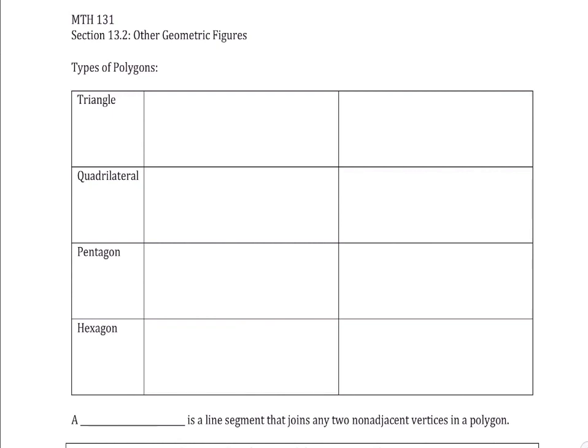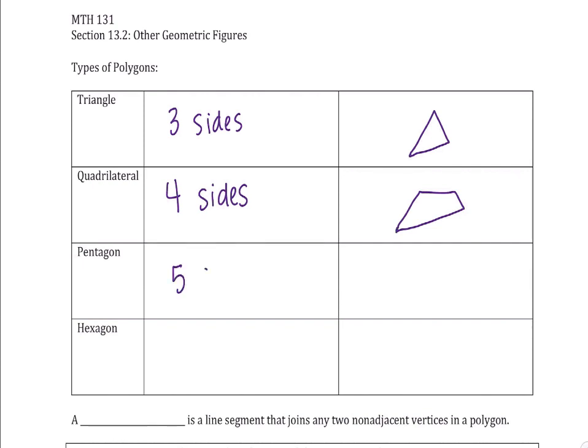So a triangle has 3 sides, and it would look something like that where I close it in. A quadrilateral is the word for a polygon with 4 sides, and they can be any angle. It's hard for me to close these in. A pentagon has 5 sides. And a hexagon has 6 sides.